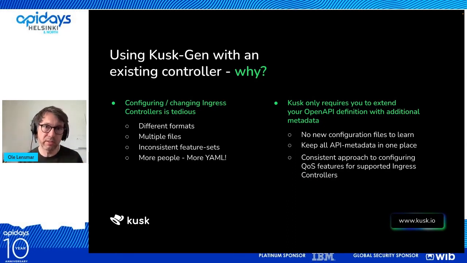Kusk-Gen, which generates these configuration files, does that kind of transparently. You have your OpenAPI definition with your extensions, and then you tell it to generate for this or that controller, and it'll generate all the correct configuration files. So you can keep all your API metadata in one place, and you'd have a consistent approach. It could also make it easy for you to try out another Ingress controller. Maybe you're not happy with the performance of the one you're using, or with some of the features that it has or doesn't have. And using Kusk, you can easily say, okay, let's just generate for a different one and redeploy, and you're all up and running, instead of having to figure out how do I map these YAML files to those YAML files.